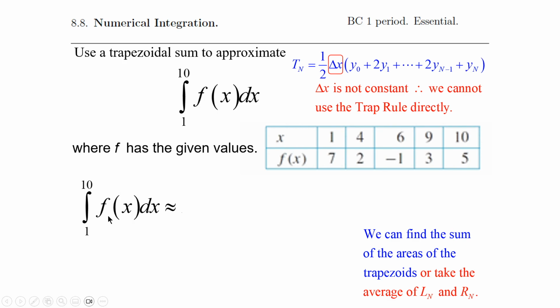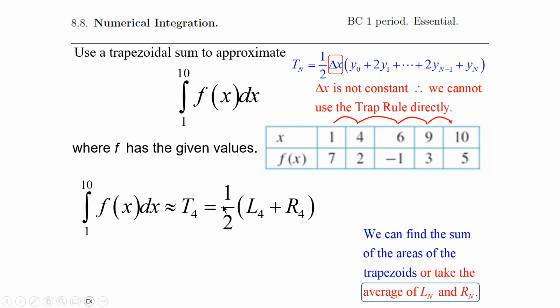The definite integral from 1 to 10 of f of x dx is approximately T sub, and now I need to know how many sub-intervals does this table give me? 1, 2, 3, 4. T sub 4, okay? And that's going to be then 1/2 of my left endpoint approximation plus my right endpoint approximation right there, just like that. All right, so let's find L sub 4 really quick. Now, L sub 4, all right?